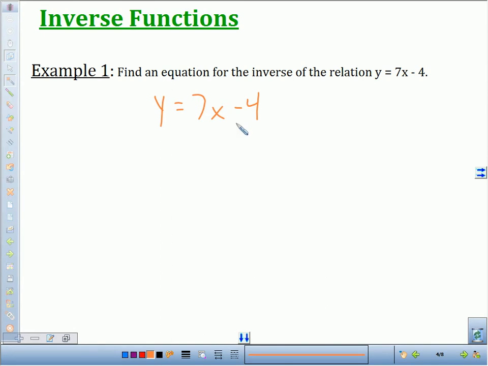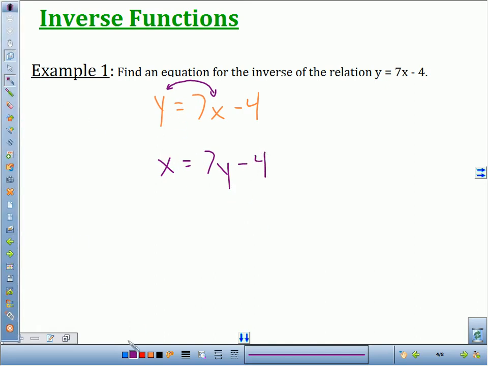We know that the inverse is when we exchange x and y. So the first thing we want to do is exchange x and y. We're just going to flip it around. This becomes, instead of y equals 7x minus 4, x equals 7y minus 4. So you can see what happened. My y's and x's switched places. That's all that happened.